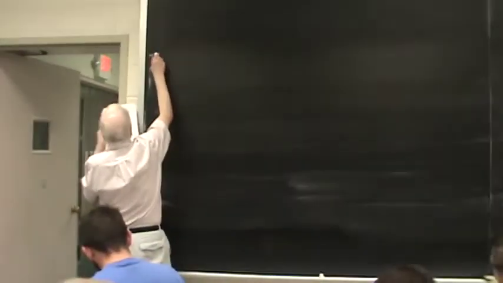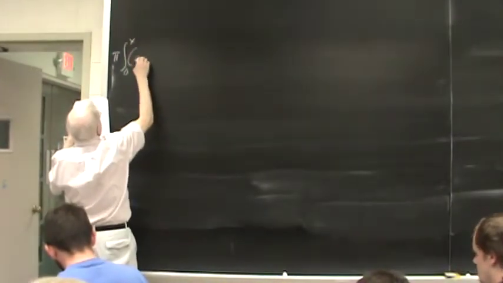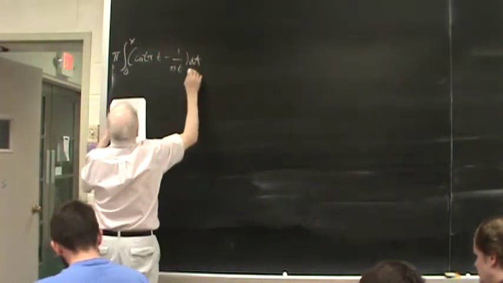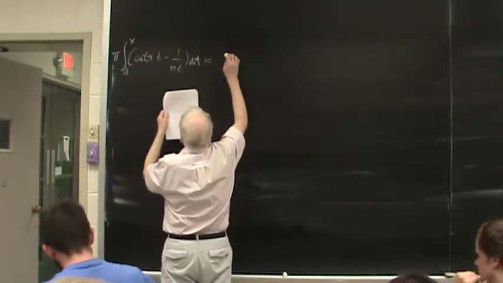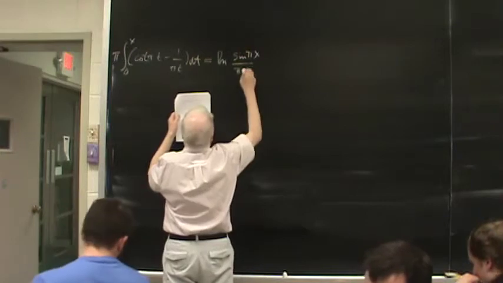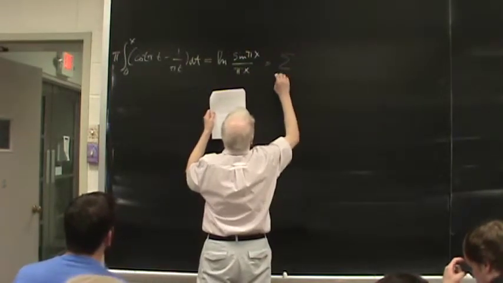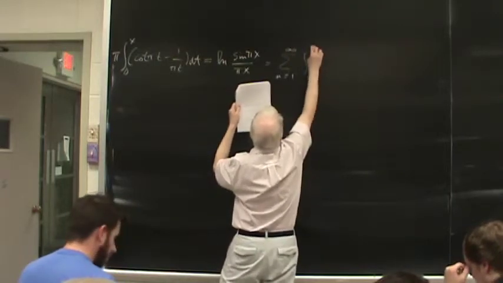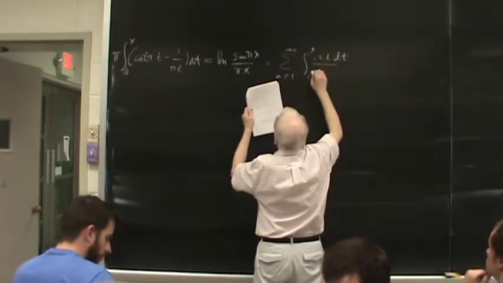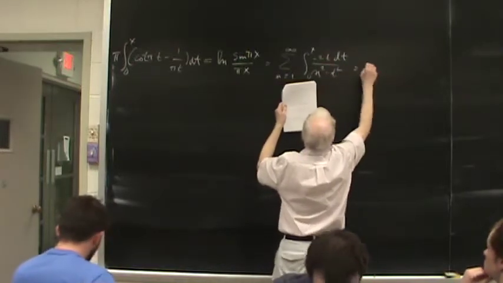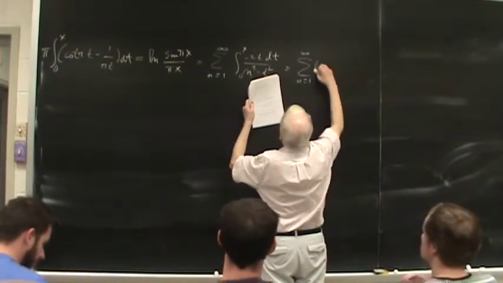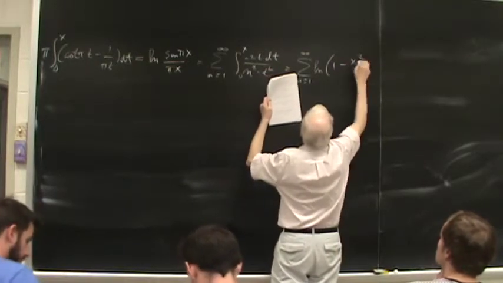And so what we get is pi times the integral from 0 to x of cotangent of pi t minus 1 over pi t, dt, and this integral is the log of sine pi x over pi x, and this is a sum, n equals 1 to infinity, of the integral from 0 to x of minus 2t dt over n squared minus t squared, and then this is a sum, n equals 1 to infinity, of log of 1 minus x squared over n squared.